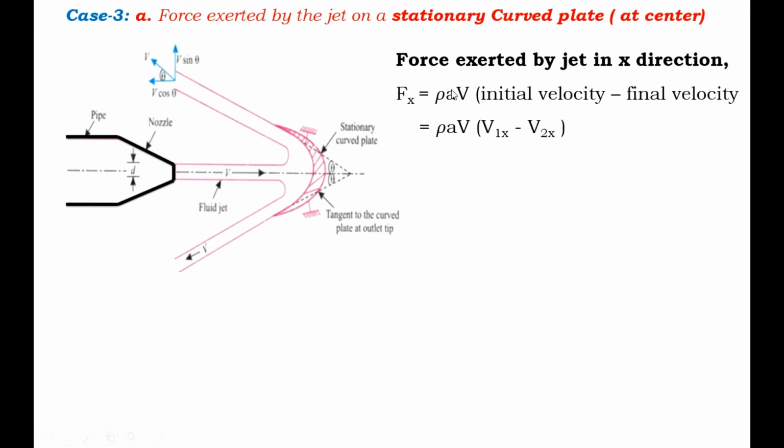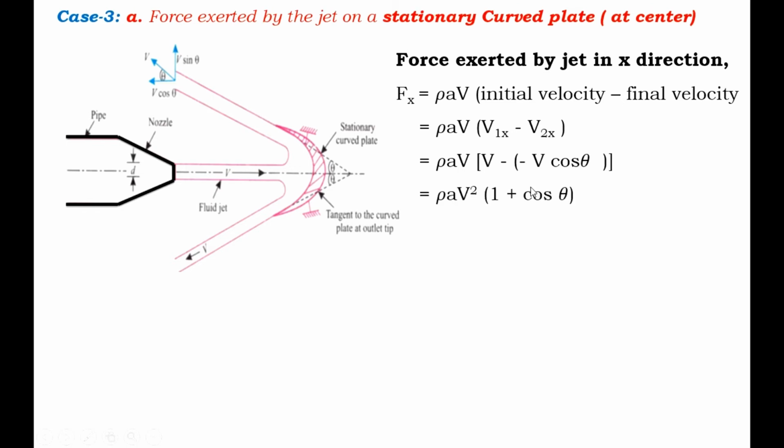The force exerted by the jet on the plate in the direction of x and y are, by the impulse momentum principle, Fx is equal to rho a v in bracket initial velocity minus final velocity. As we discussed earlier, the initial velocity in the x direction is v, and the final velocity, that is the velocity of fluid leaving the plate, is equal to minus v cos theta. If you simplify this, we get Fx is equal to rho a v square in bracket 1 plus cos theta.